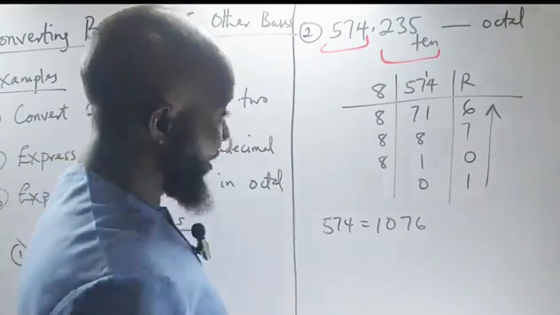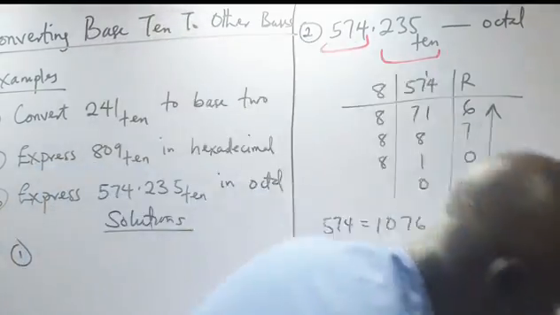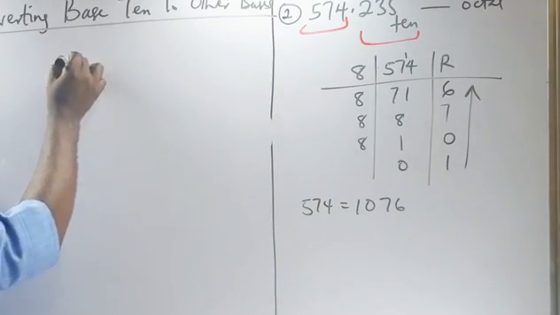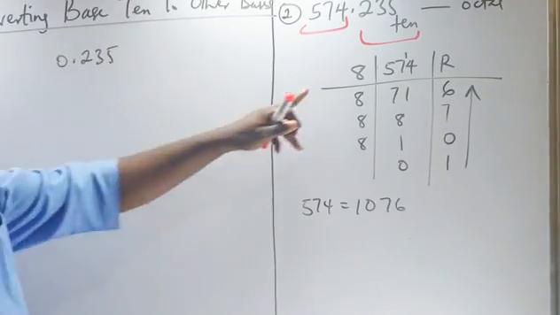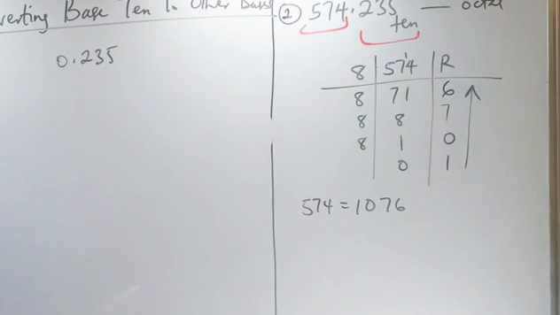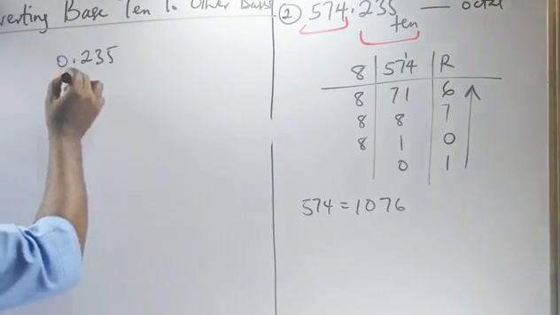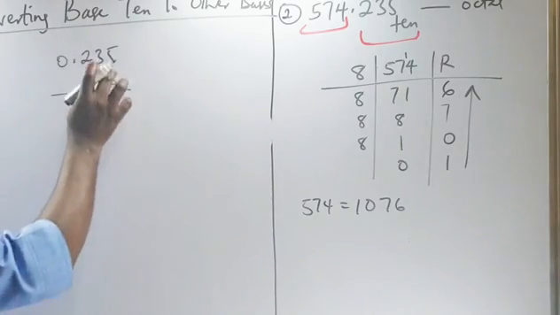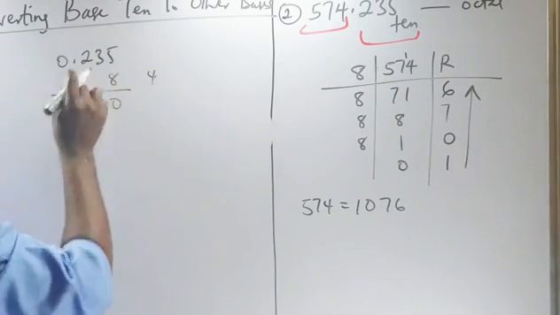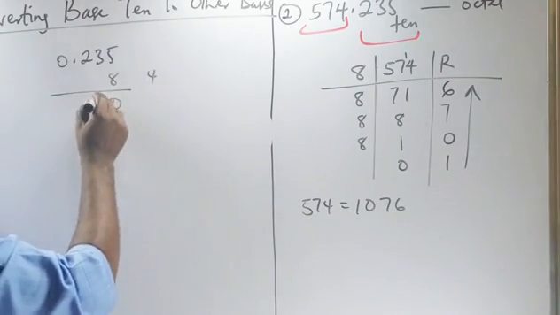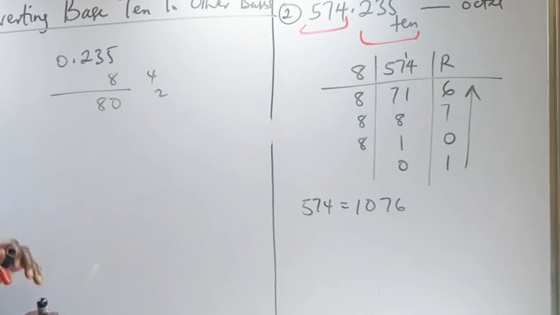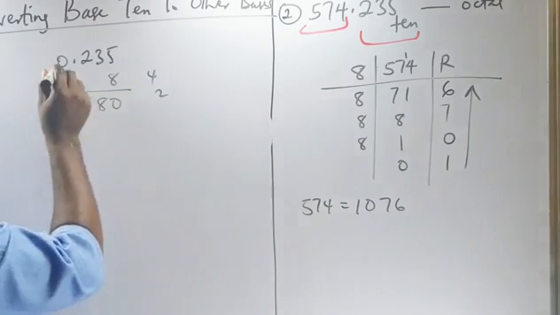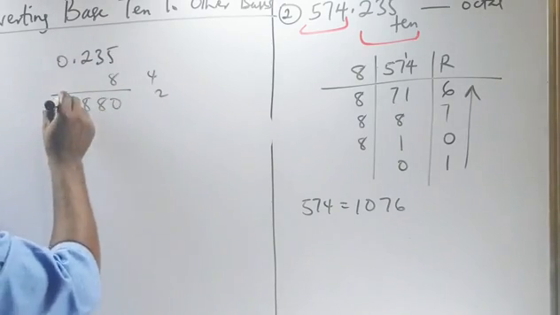So the next stage is the decimal part. So we pick the decimal part, which is 0.235. We convert it into base 8. So we'll be using 8 to multiply it. So we multiply by 8. That's the first thing. 8 times 5 is 40, carry 4. 8 times 3 is 24 plus 4, 28, carry 2. 8 times 2, that is 16. 16 plus 2, 18. You carry 1 and write 8.